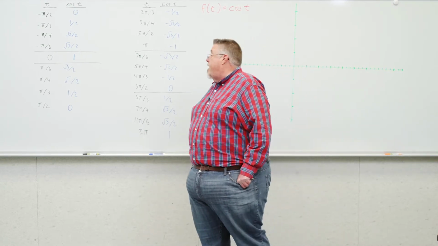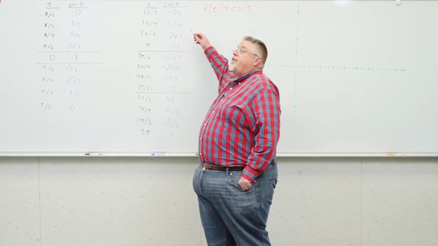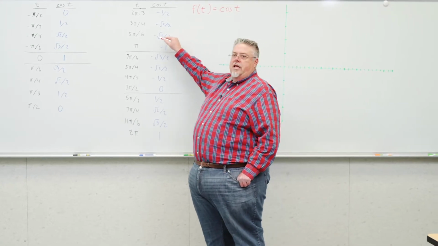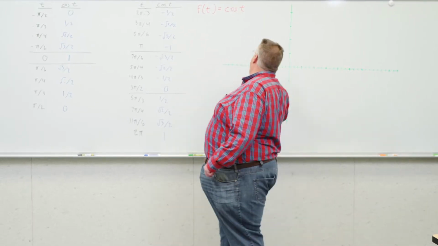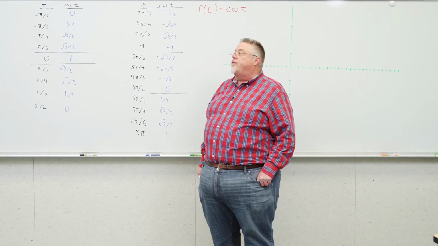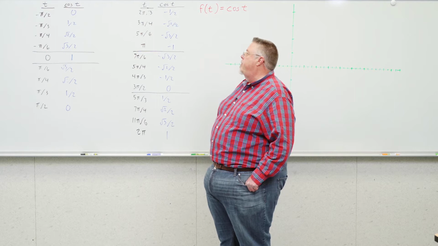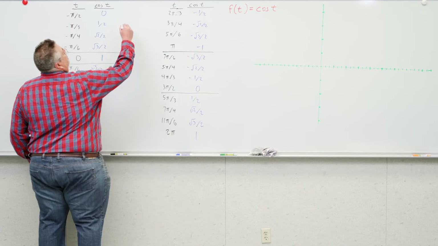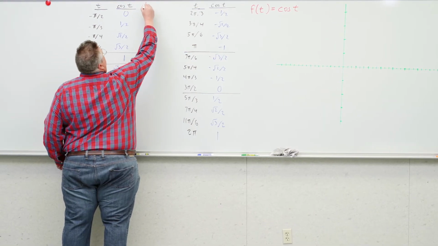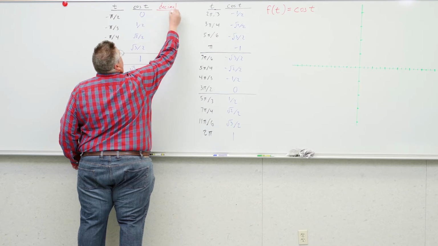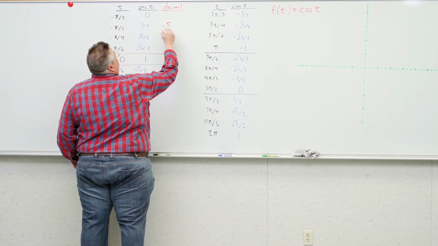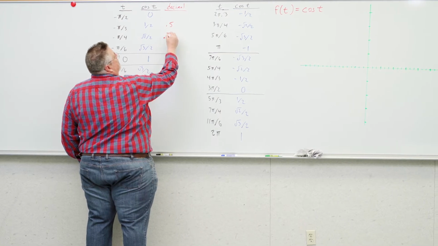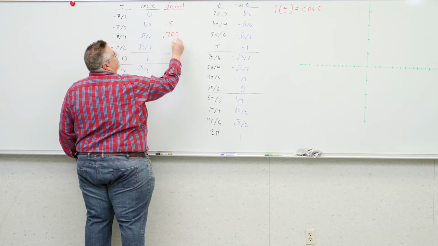Now to graphing output values like negative root 2 over 2 and negative root 3 over 2, we don't really have a spot necessarily on our graph for that. So I'm going to put in some decimal approximations here. Of course, you know that 1/2 is 0.5. Root 2 over 2, you can do that on your calculator and ask it for a decimal approximation. I'm going to put it at 0.707.